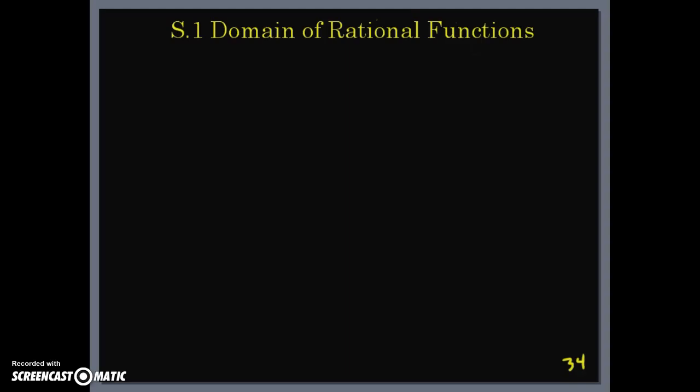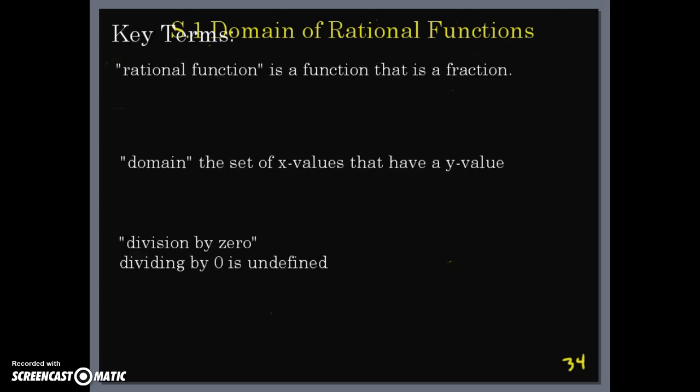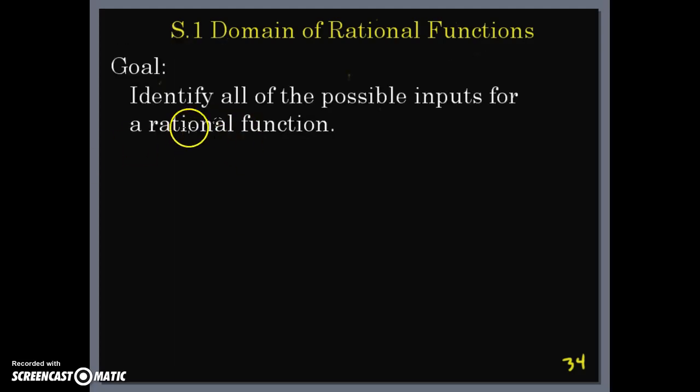Today's lesson is Spiral Lesson 1. It should be page 34 in your notebook. We're going to skip a couple pages, and we're going to talk about domain of rational functions today. Our goal today is to be able to identify all of the possible inputs for a rational function.